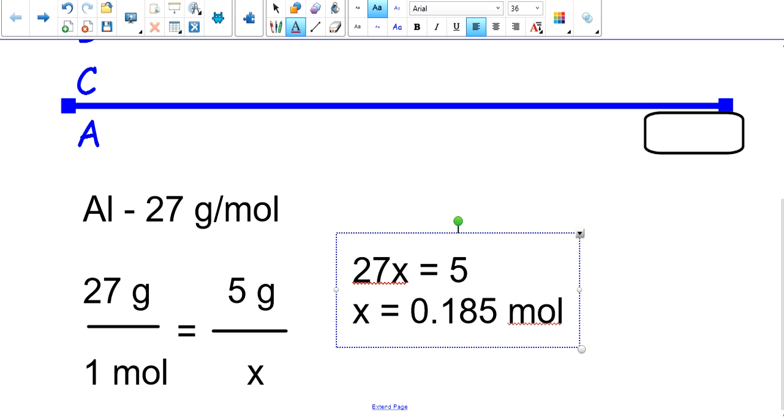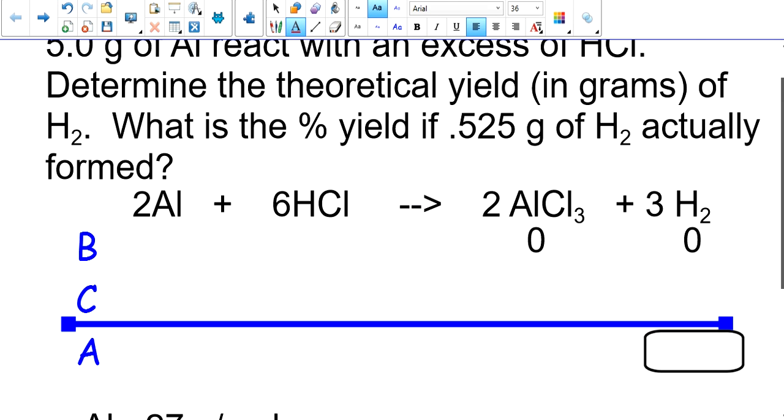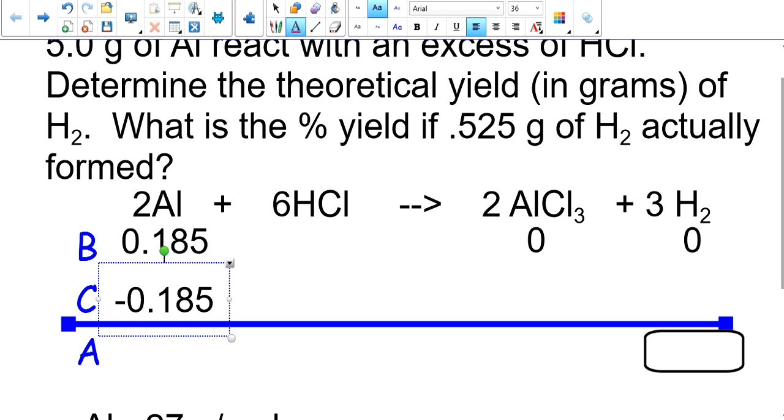Now, that is how many moles of aluminum are present up here. Now, usually I always write units, but I'm going to run out of room, so I'm just going to write 0.185. And if I assume that all of those change, I'll go minus 0.185. Now I could take time to fill in the rest of these, but really I don't care about it because all I care about is the amount of hydrogen.